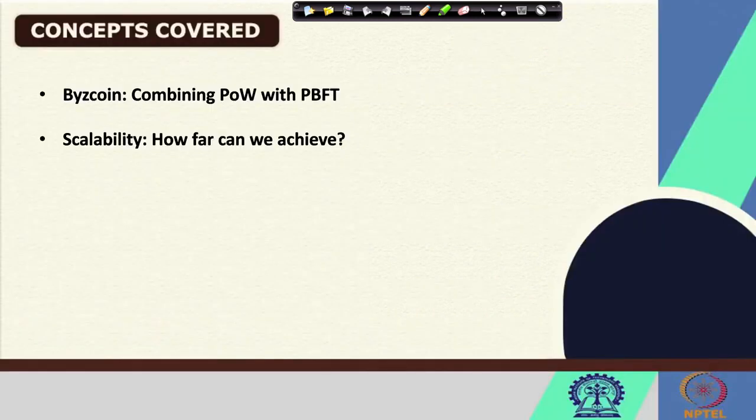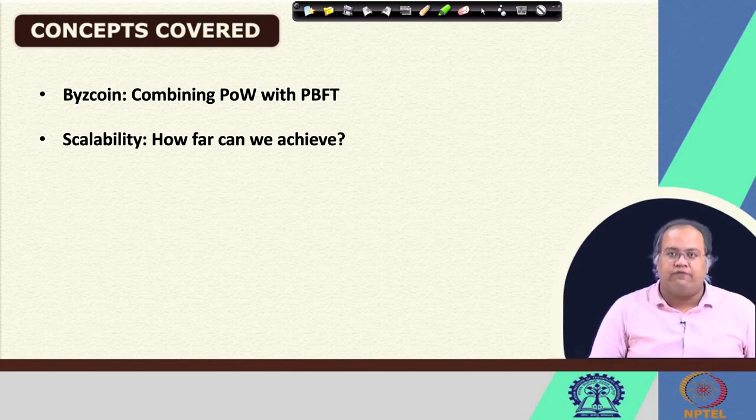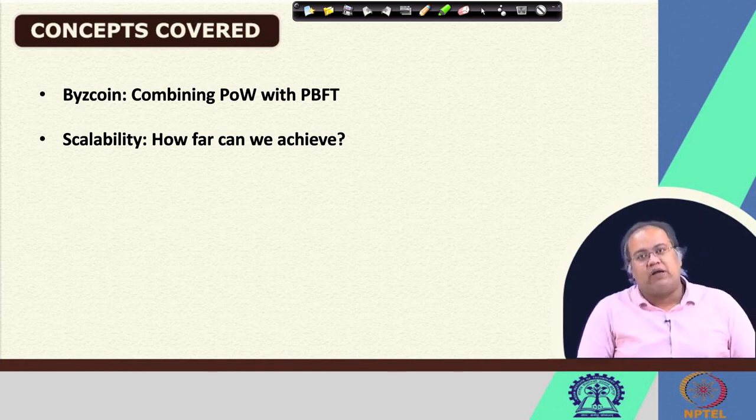So, today we are broadly covering this concept of ByzCoin, which is a kind of blockchain consensus protocol that combines proof of work with PBFT. We are going to see how we can combine proof of work along with PBFT to solve this particular problem of consensus scalability. And then we are going to look into how far we can achieve in supporting the blockchain consensus in terms of scalability with the help of such kind of architecture.